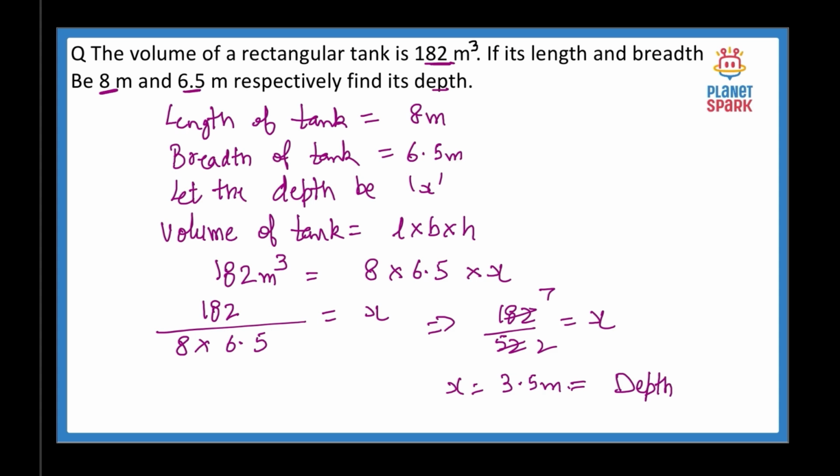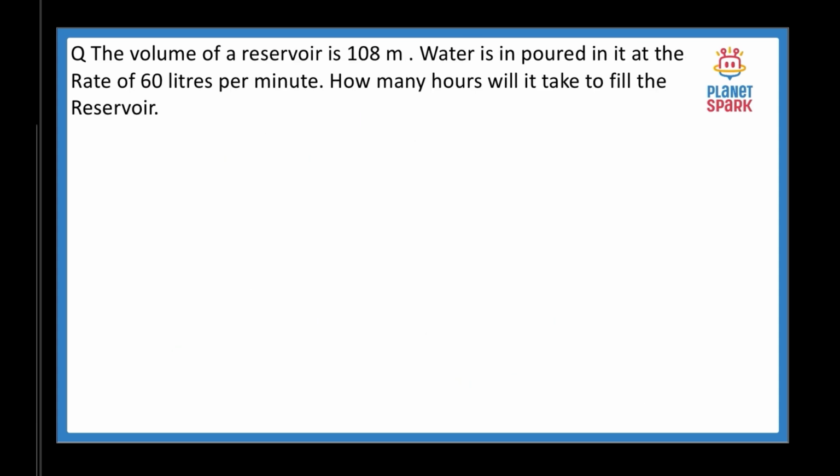Moving on to the next question. The volume of a reservoir is 108 meter cube. There is a reservoir which is cuboidal in shape and the volume of that reservoir is 108 meter cube. Water is poured in at a rate of 60 liters per minute.